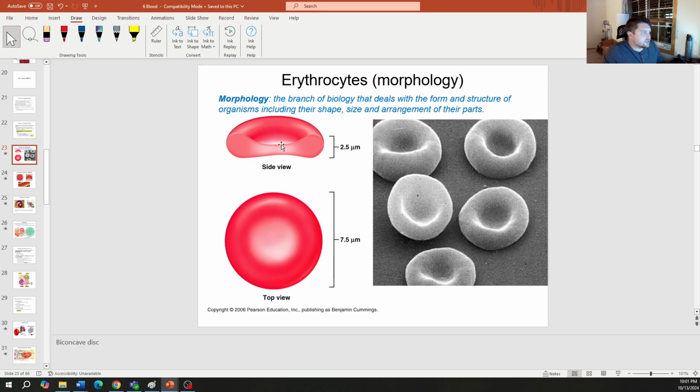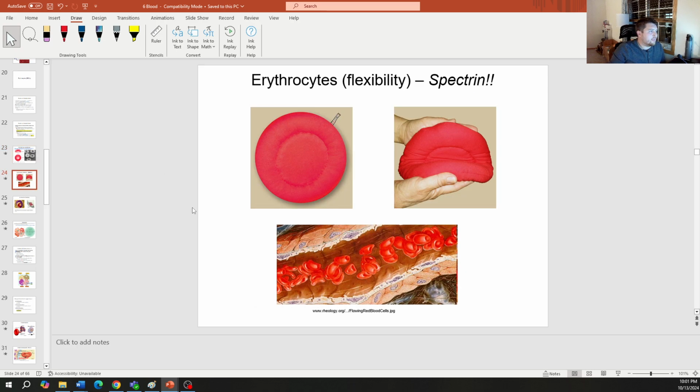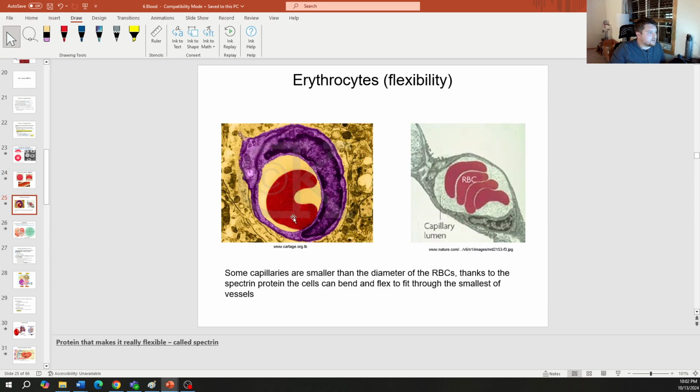Here's just some of the pictures of that biconcave disc shape. This is what a healthy red blood cell should look like. Now, talking about that flexibility, the spectrin allows these red blood cells to get squished, to bend, to move, to be flexible, and to come back to their typical shape as they're going through all of the different vessels. So here's some examples. If they're smaller, these red blood cells can bend super easily to fit through those. Remember that name of that protein, spectrin, because that's going to be a test question.